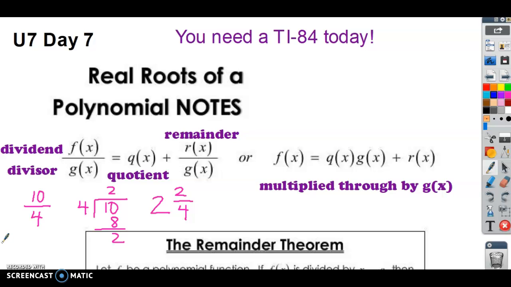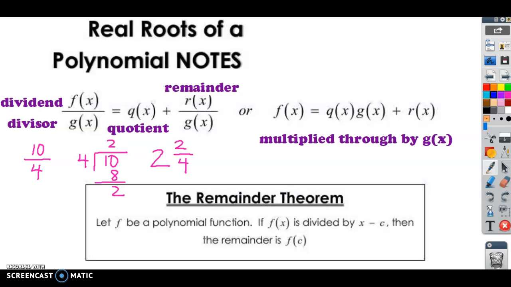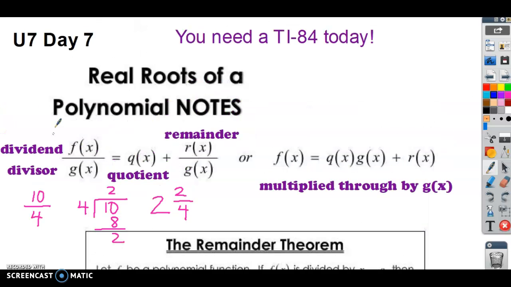So we'll go ahead and start with the remainder theorem. If you've got a polynomial, a dividend, divided by the divisor, so f of x divided by g of x, you're going to get something. If you have 10 divided by 4, well, 4 goes into 10 2 times evenly, but there's a remainder. The remainder is r of x over g of x. Why is it over g of x? Because, as I explained in my previous video, once you get your remainder, it goes over the original divisor.